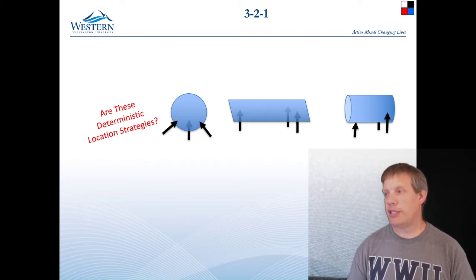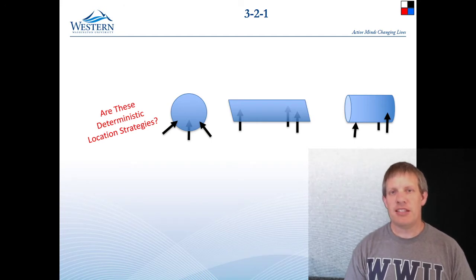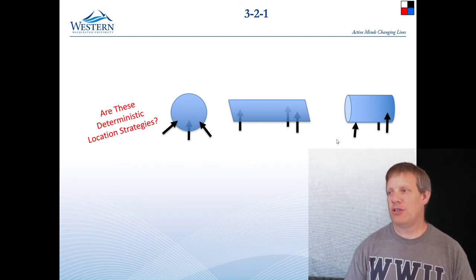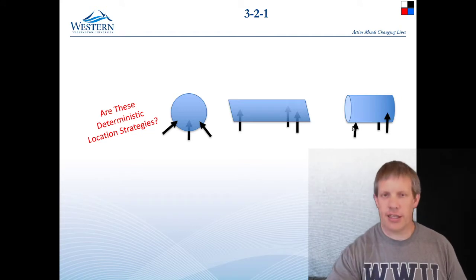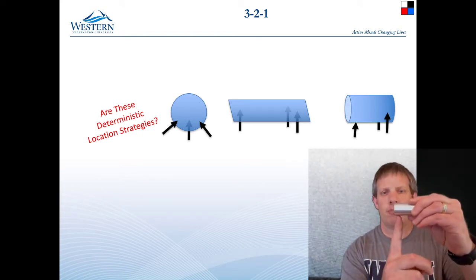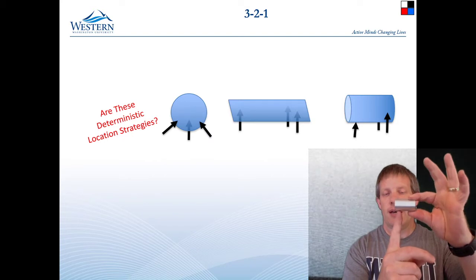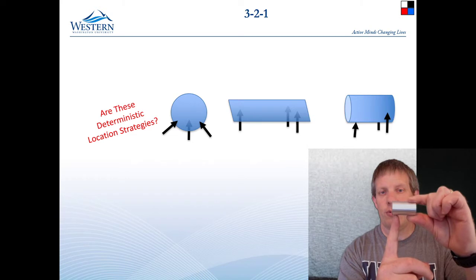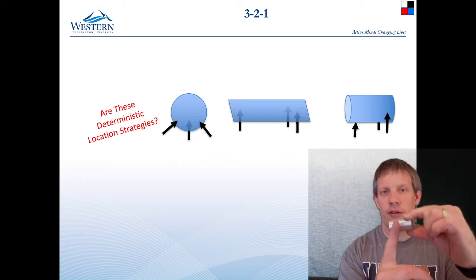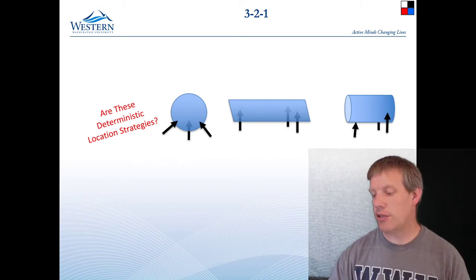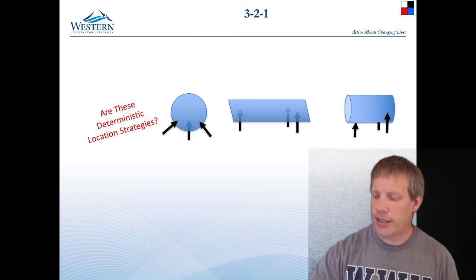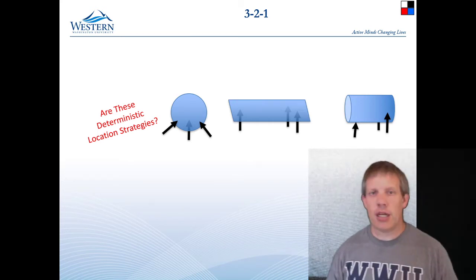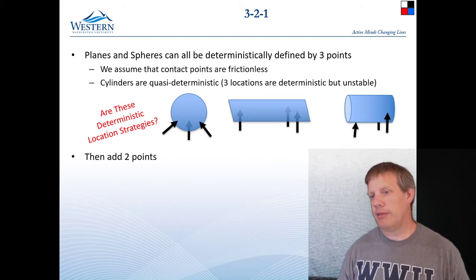Yeah, that's pretty deterministic. What about this cylinder with 3 points? 2 on the sides and 1 underneath. Well, this is quasi-static, and so you can see that the cylinder is balanced on this 1 point, and it is deterministic as long as it is in the stable point. But if it moves off to the side just a little bit, it can fall off that one single locator on that end. So it is quasi-deterministic. It's not a good practice, but it can be done.